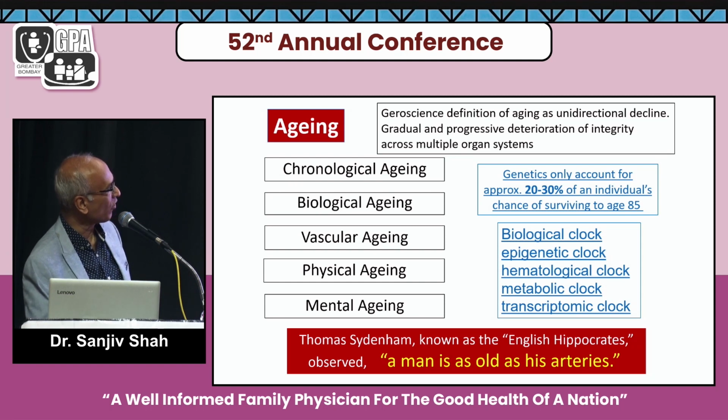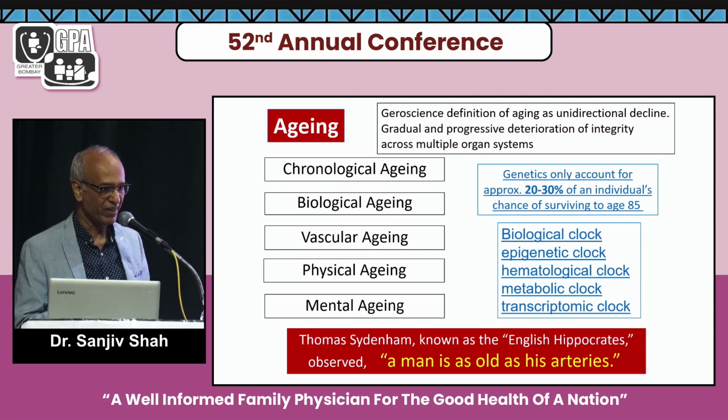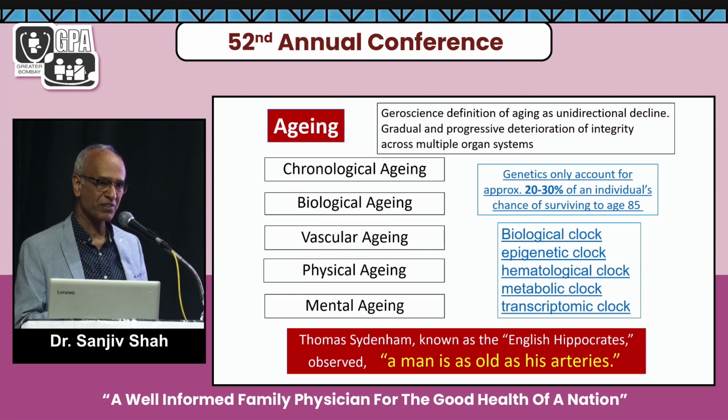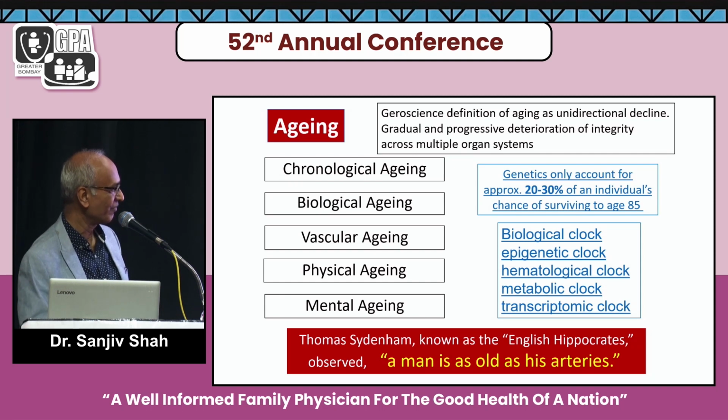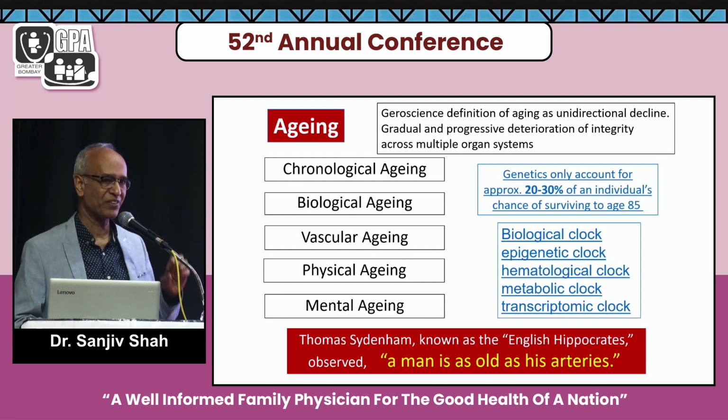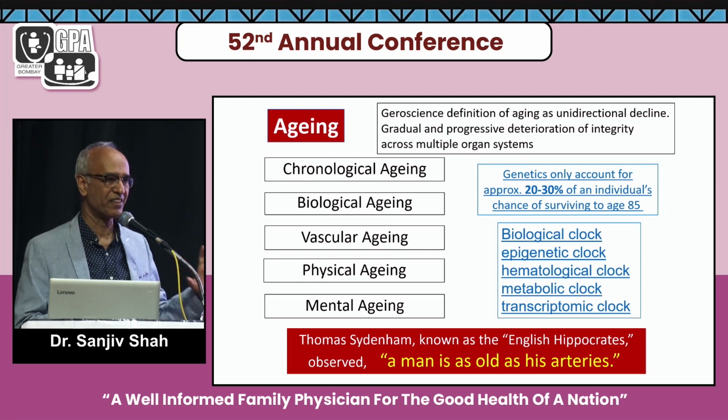So you can see chronological aging. At least my analysis says that biologically I am 10 years younger, vascular probably still younger, physically I am struggling to become 10 years younger, mentally 20 years younger. As it was defined, the man is as old as his arteries. So if you have to survive longer, you will have to prevent vascular disease, malignancy, and probably an accident.